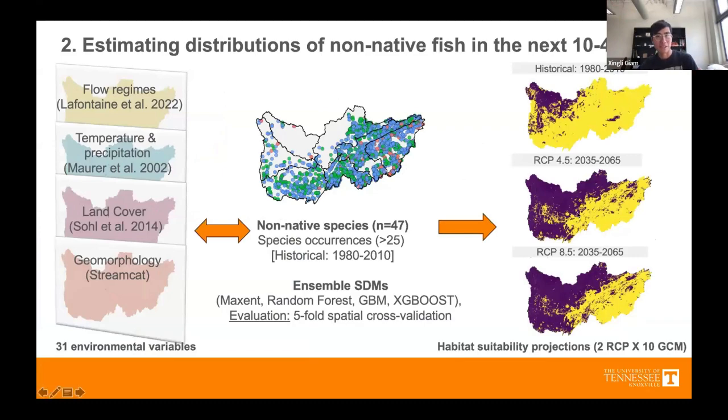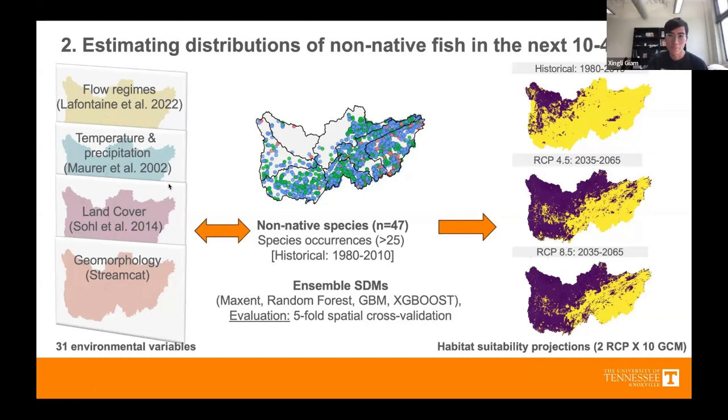So this is a schematic of what is done. This is an example of a sunfish. And these are the input data: flow regimes, temperature, precipitation, land cover, and geomorphology, like the size of the stream, the amount of clay in the stream, that kind of stuff. Because those are variables that are really important for fish.